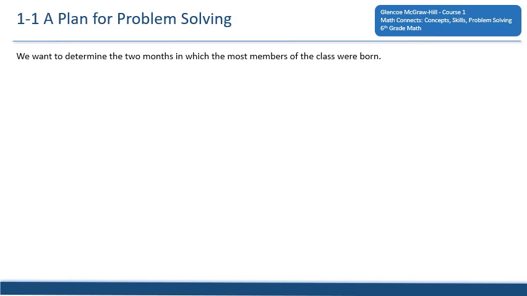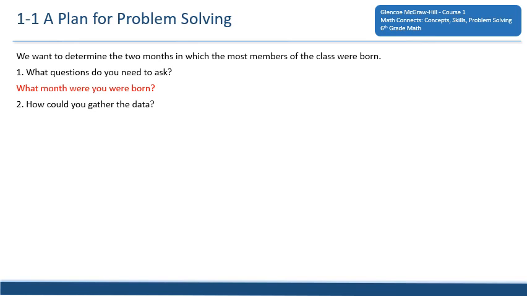We want to determine the 2 months in which the most members of the class were born. What questions do we need to ask? What month were you born? Seems like a good question. How could you gather the data? So how could you collect it? A class survey.